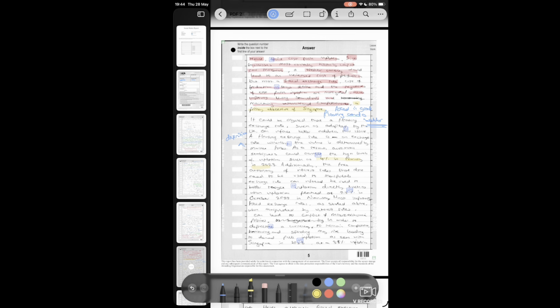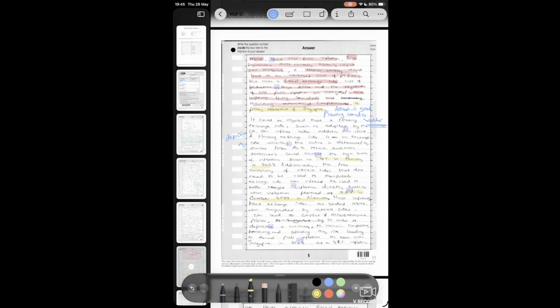Additionally, the free autonomy of interest rates that don't need to be used to manipulate exchange rate can instead be used to better target inflation directly, such as when inflation peaked at 7.5% in October 2022 in Norway. Guys, facts and figures over and overly repeated. And I've got this consistent thing going.